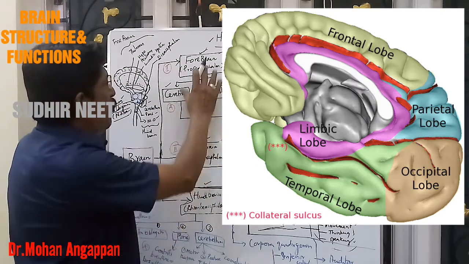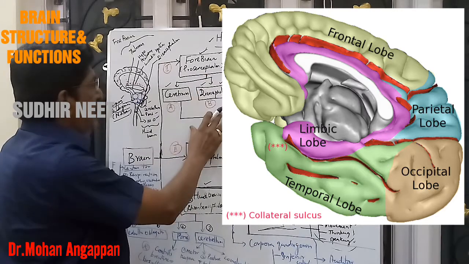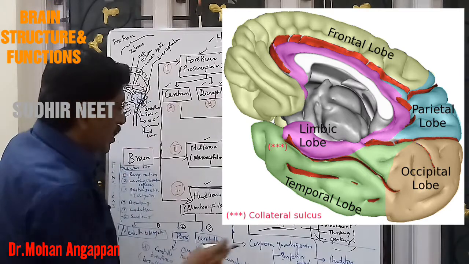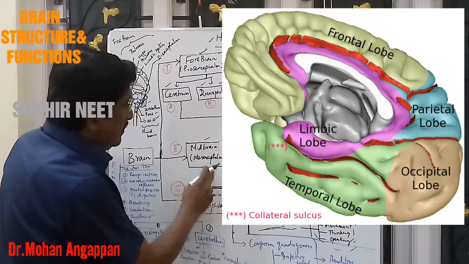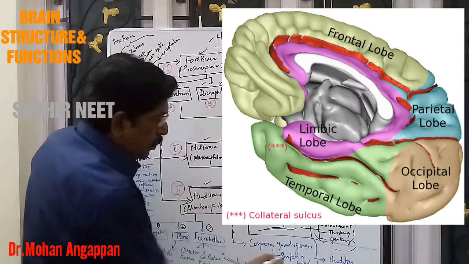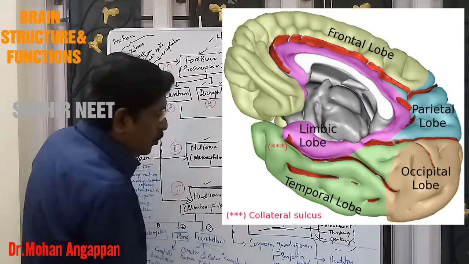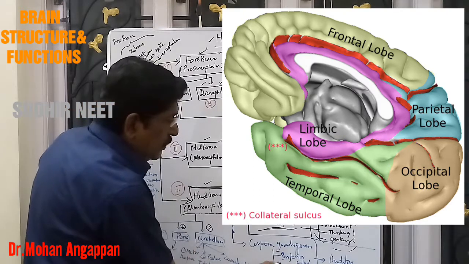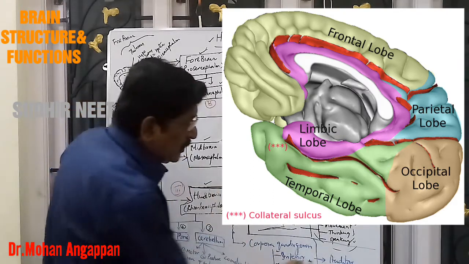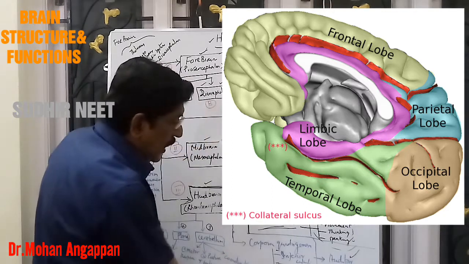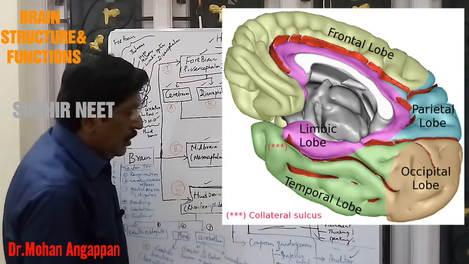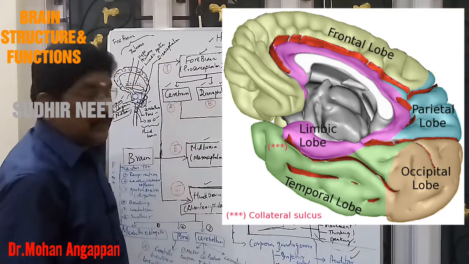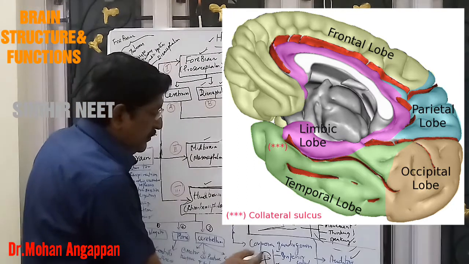So we have finished the forebrain or prosencephalon. Next we come to the midbrain or the corpora quadrigemina. It consists of four colliculi, two inferior and two superior. The two inferior colliculi are responsible for auditory functions, and the two superior colliculi are responsible for visual functions. You must know this, it's very important.